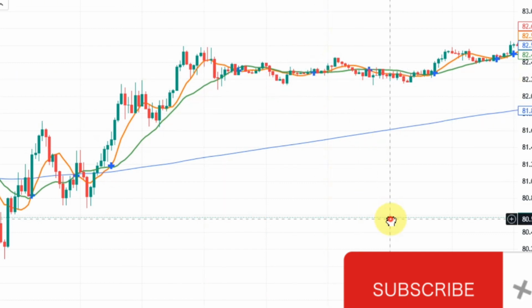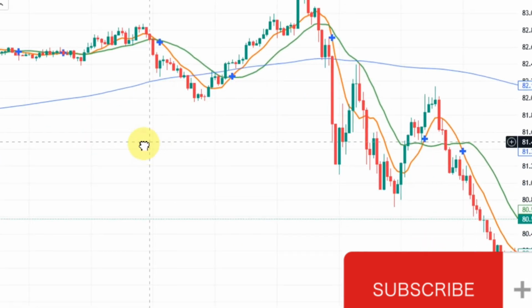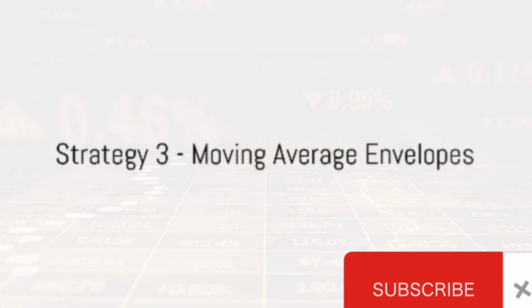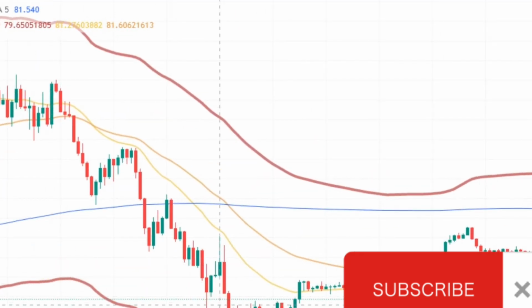This strategy requires a keen eye and quick reflexes, but it can be highly rewarding. Patience and quick action, both are crucial in the double crossover strategy. Now, let's dive into the world of moving average envelopes. This strategy adds a twist to the simple moving average concept, enveloping it with 2 additional lines.